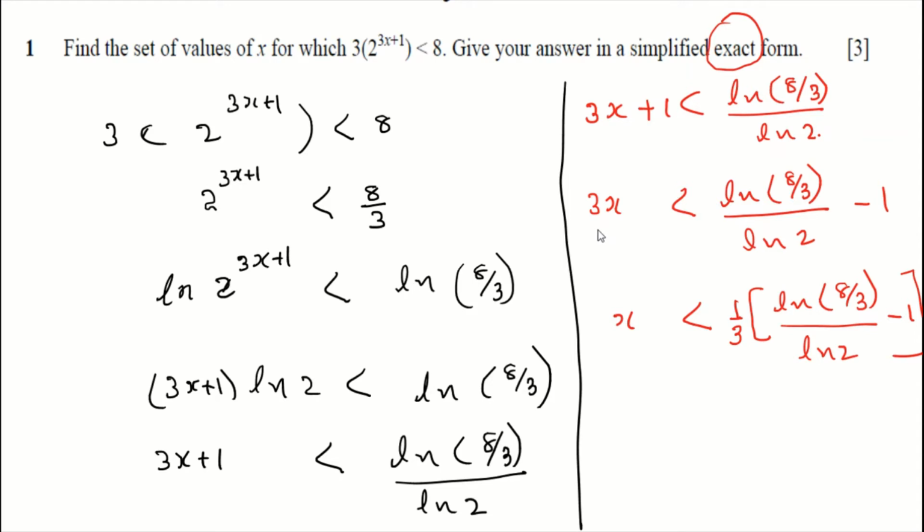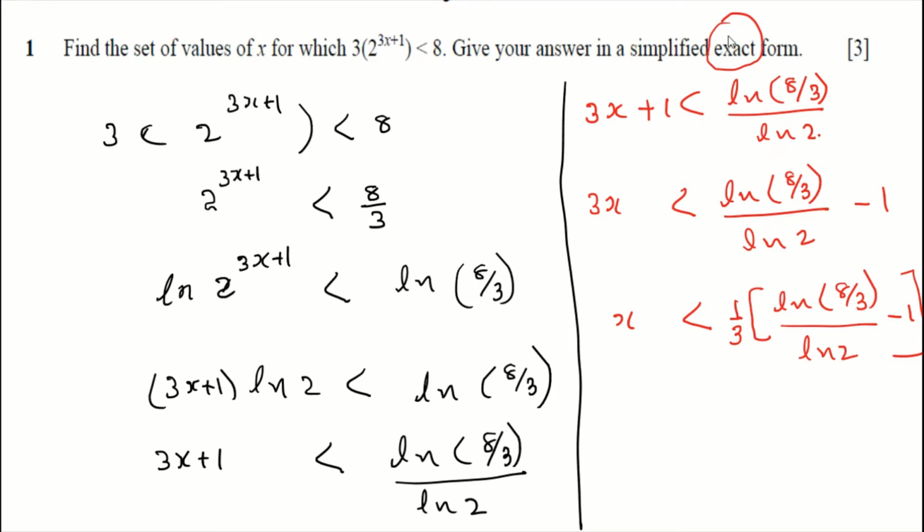Again, I can write this as ln 2. This plus 1 could be taken to the other side as minus 1. So 3x is equal to ln 8 over 3 divided by ln 2 minus 1. Then x is equal to 1/3 times (ln 8 over 3 divided by ln 2 minus 1), the whole thing divided by 3.